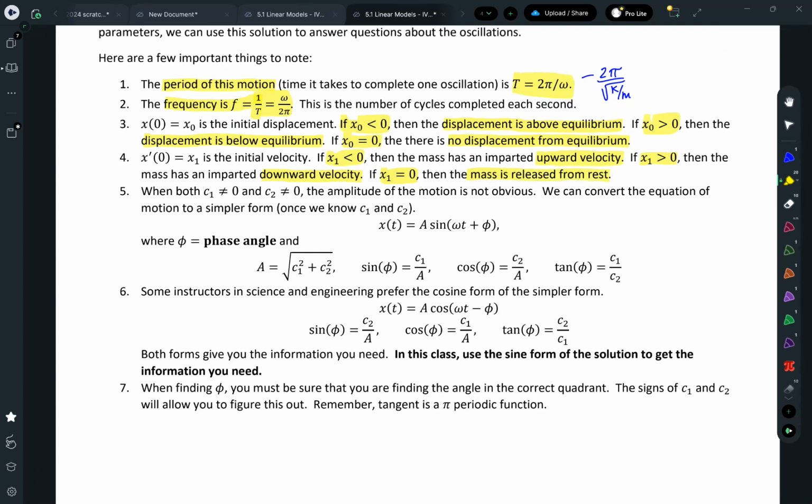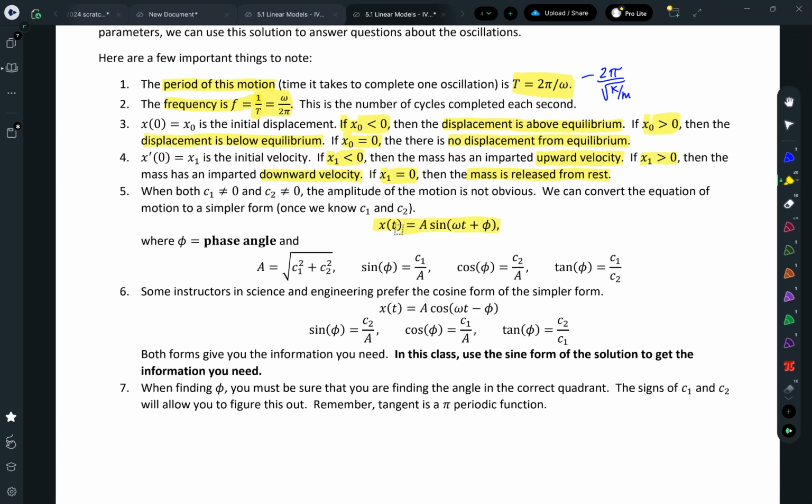Okay. Now, after we have our initial conditions all set, we can then solve for C1 and C2, and we can find more things out about our equation of motion. Now, if both C1 and C2 are non-zero, then the amplitude of the motion is not obvious, okay? And so what we'll have to do is convert the equation of motion to a simpler form. And this is only once we know C1 and C2.